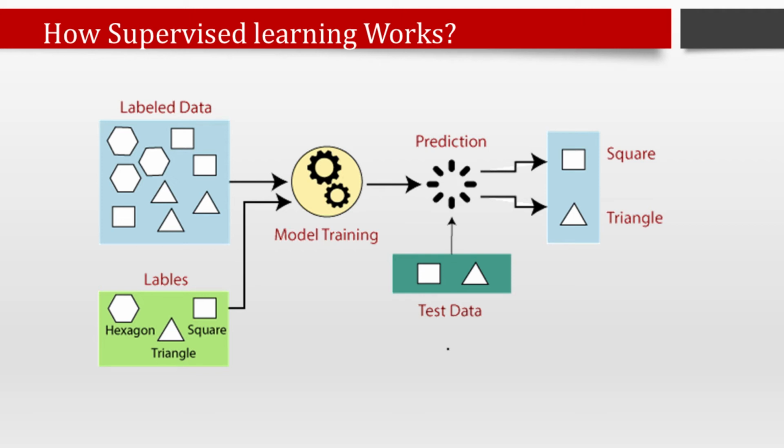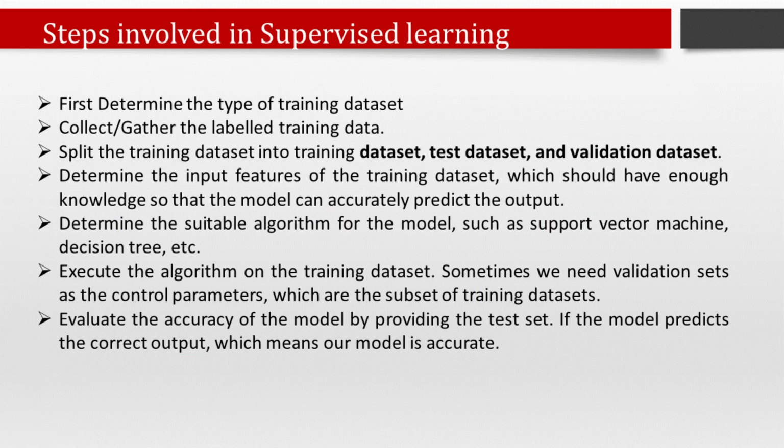After training, we test our model using the test set, and the task of the model is to identify the shape. The machine is already trained on all types of shapes, and when it finds a new shape, it classifies the shape on the basis of the number of sides and predicts the output. Now, what steps are involved in supervised machine learning?